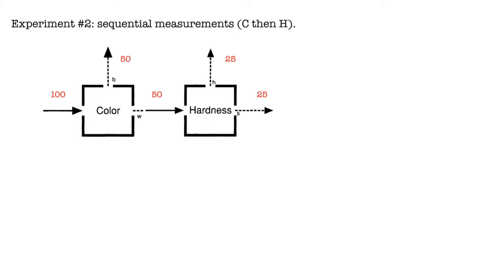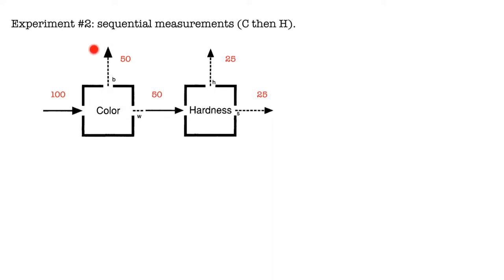Okay, this brings us to experiment 2, where we look at sequential measurements. So instead of measuring color and then color again, we'll measure color and then hardness, or vice versa. So we're measuring 2 different properties, one after another. Well, let's say that we have 100 electrons input to the first color box, and that 50 come out of each port. So we have 50 blue and 50 white.